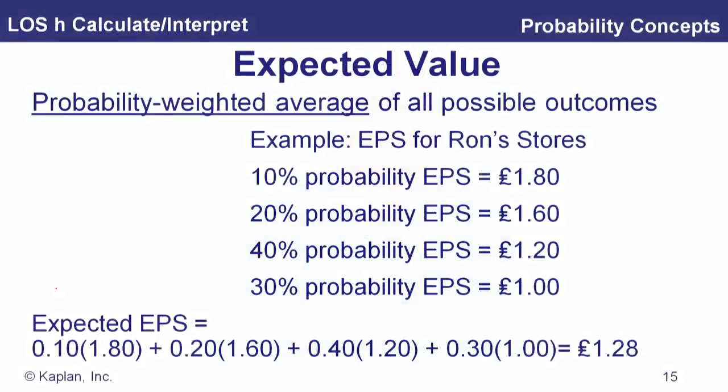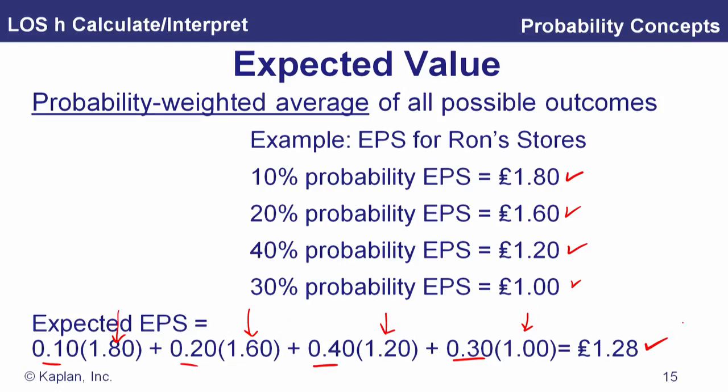Now the concept of expected value. Pretty straightforward. It's the probability weighted average of all the possible outcomes. So for Ron's stores, we've got, what, 1, 2, 3, 4 possible outcomes, and somehow we've determined the probability of each of these outcomes. And so to get the expected earnings per share here, we just take each probability, here's our 4 probabilities, multiply them times the 4 outcomes, add all these up, and that's our expected earnings per share.